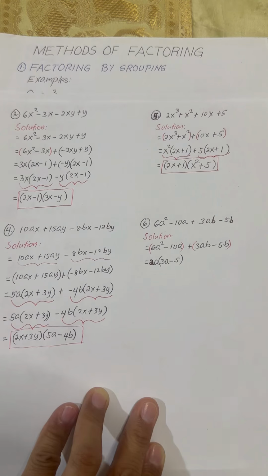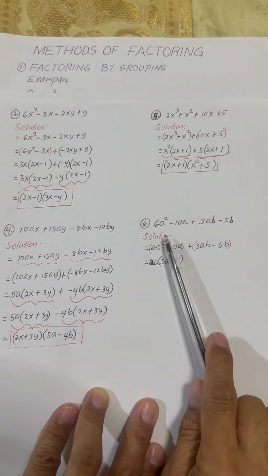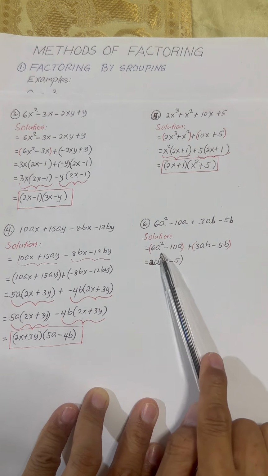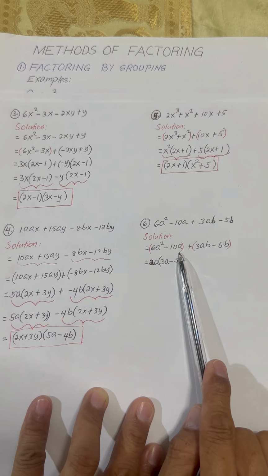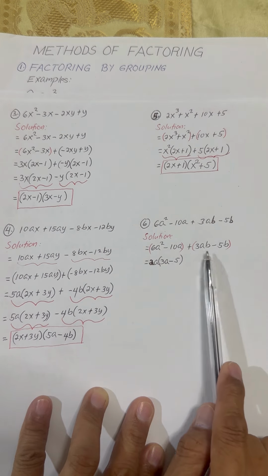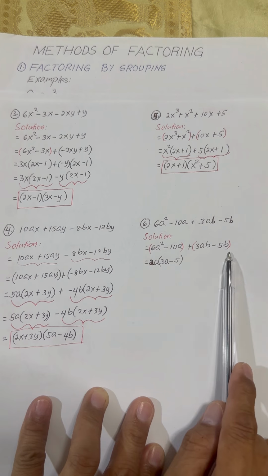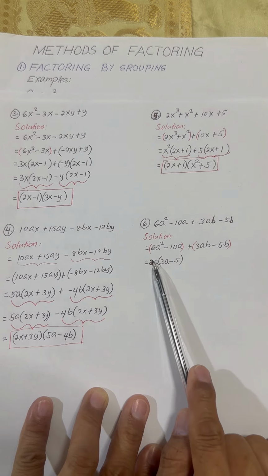So we have here another example. We are given this, and then we just rewrite it here, and then we group. Okay, so the first two terms we group as one group, and the third and fourth terms we consider them as another group. Then for the first group, you divide each term by the GCF.